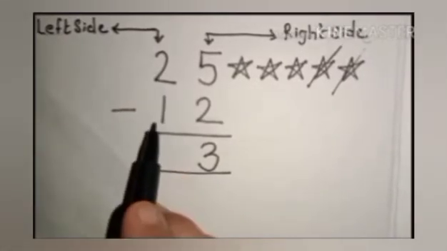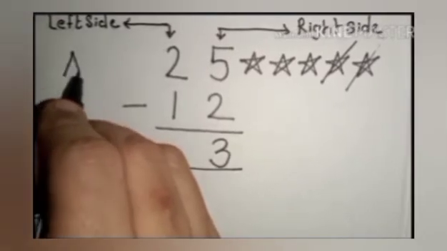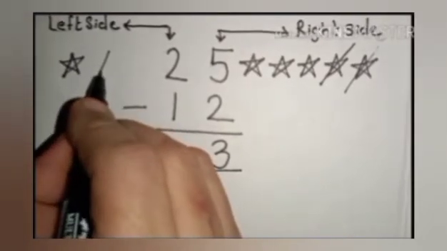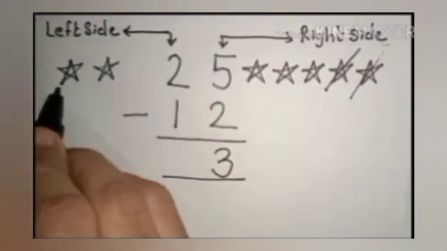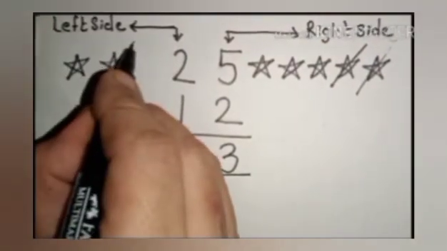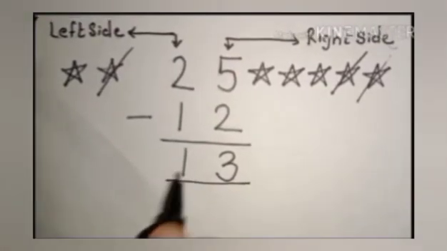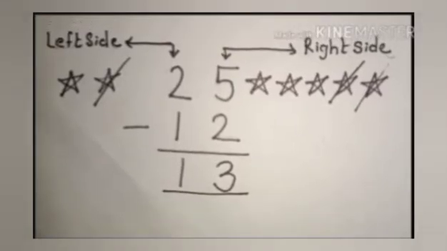Now 2 minus 1. So I will draw 2 stars. 1, 2. 2 stars. Now minus 1. So I will minus 1 star. So this 1 I will write in the tens place. So the answer is 13.